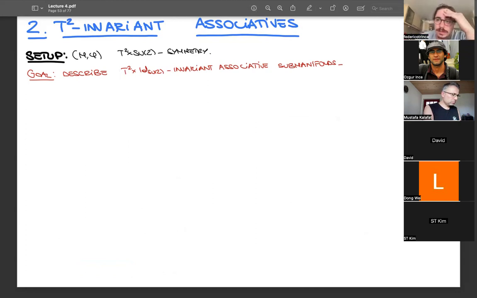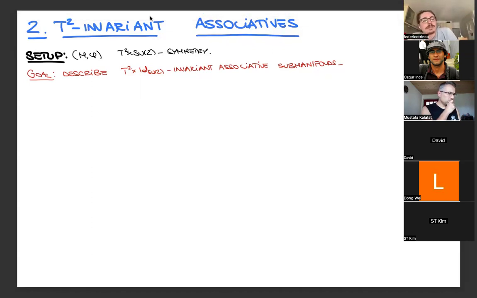We're now ready. We've done our homework, and now we can talk about these T2 invariant associatives. So the setup is once again my G2 manifolds with T2 times SU2 symmetry. And we want to describe the T2 times identity invariant associatives in such G2 manifolds.